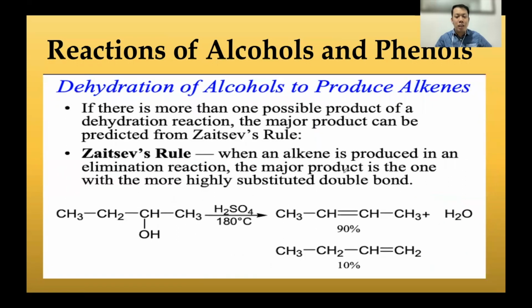So you have here CH3, CH2, CH, CH3 with OH. How do you name this one? This is 1, 2, 3, 4, so this is 2-butanol. If there is more than one possible product of a dehydration reaction, the major product can be predicted from Zaitsev's rule. When an alkene is produced in an elimination reaction, the major product is the one with the more highly substituted double bond.